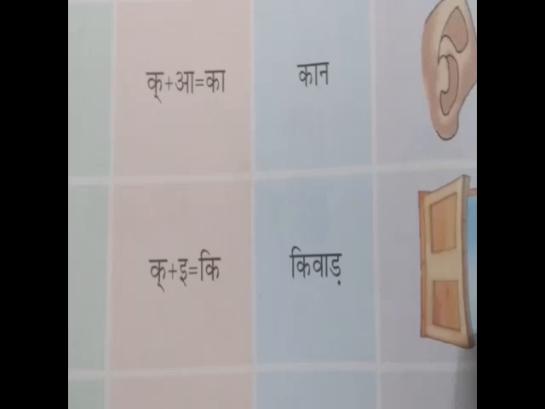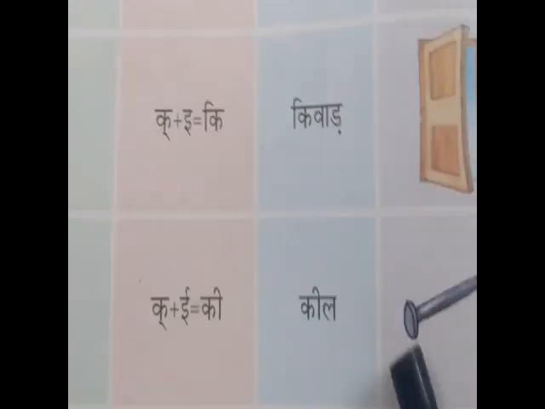Keel. What is it? Keel is nail. Okay. Keel. Next one is u.